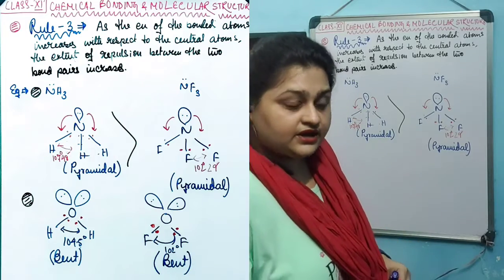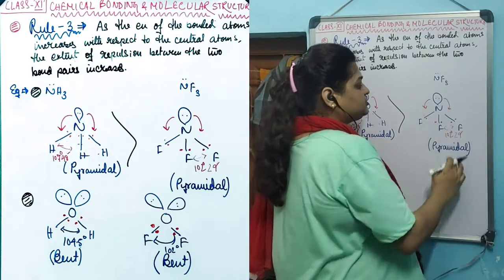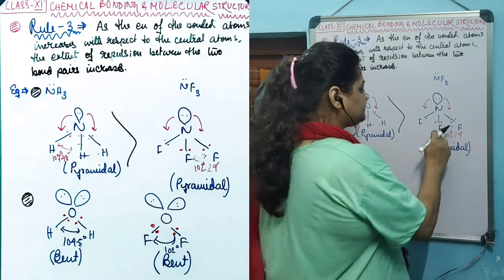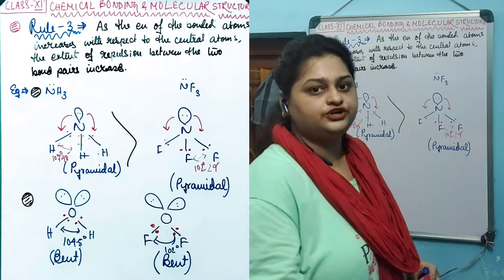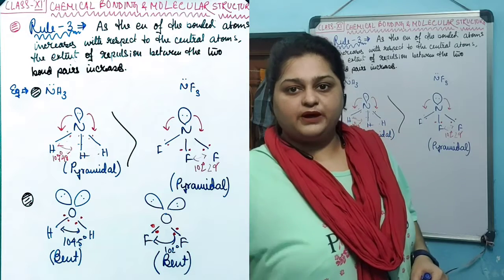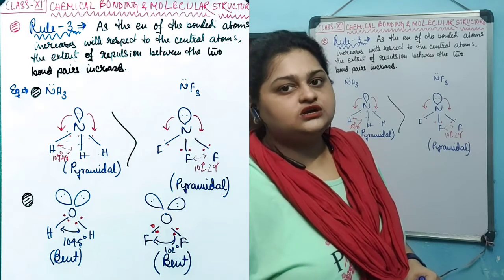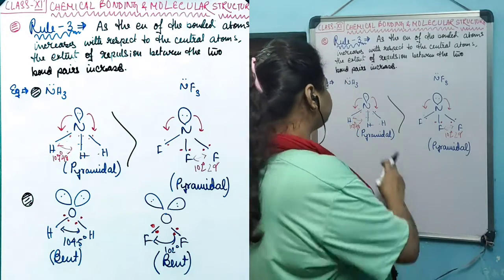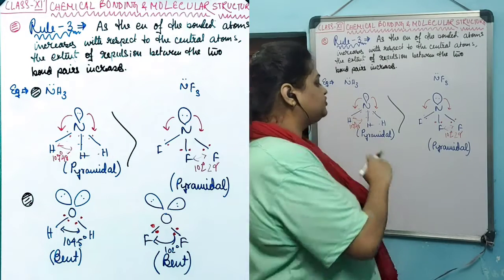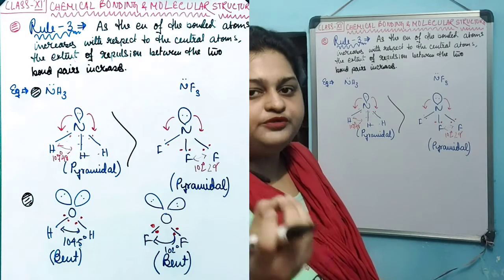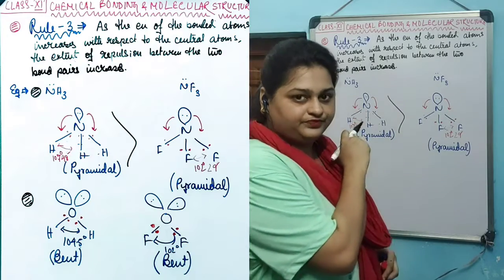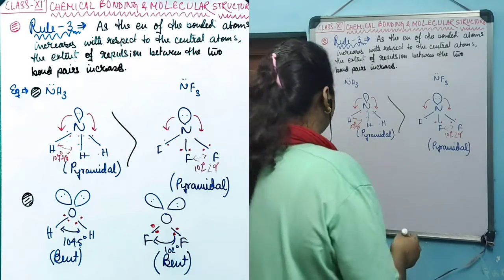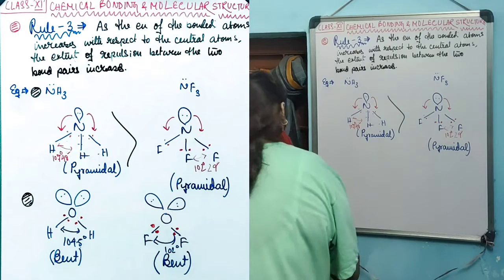Now why? Because the lone pair repulsion is much more prominent in this case, as the bond pair electrons are more concentrated on fluorine. The bond pair repulsion is not that much. Whereas the bond pair repulsion is much more in this case, because the bond pair electrons are more concentrated on the central atom nitrogen. A similar thing can also be observed in the second example.